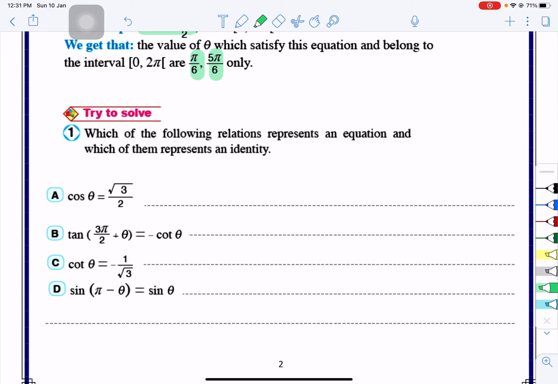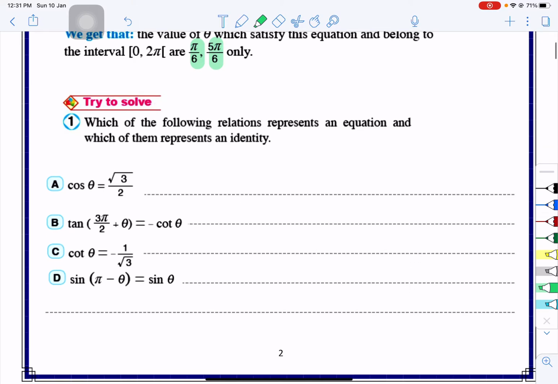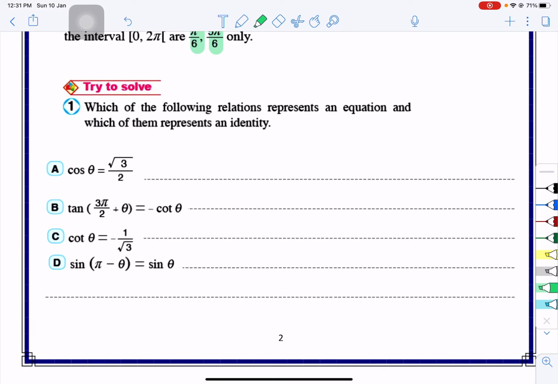Which of the following relations represent the equation and which represent the identity? This is representative of the equation. This is identity. This is equation. This is identity.